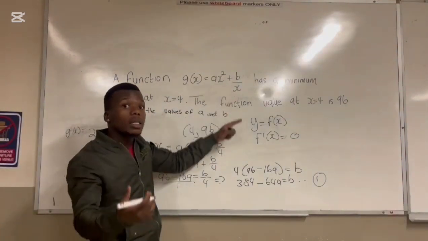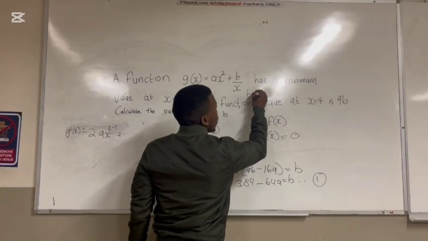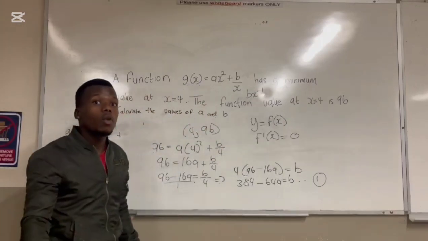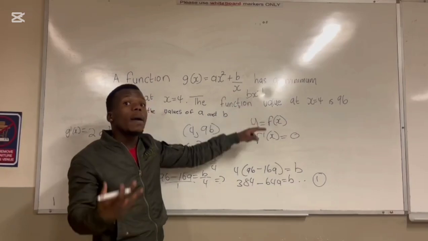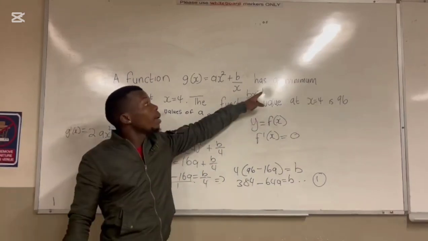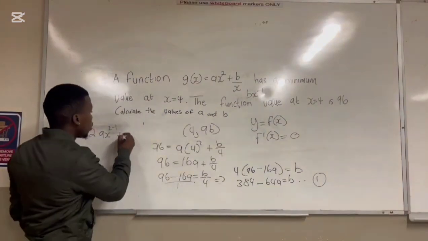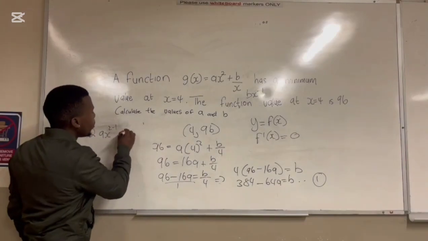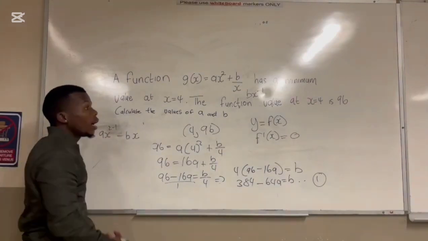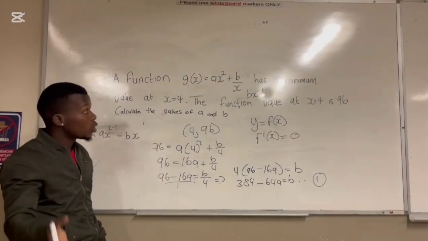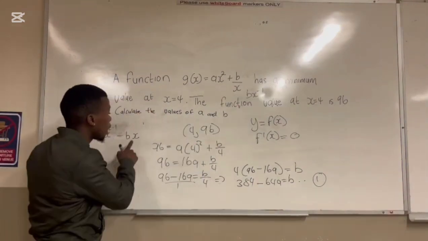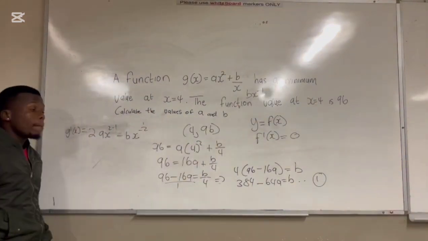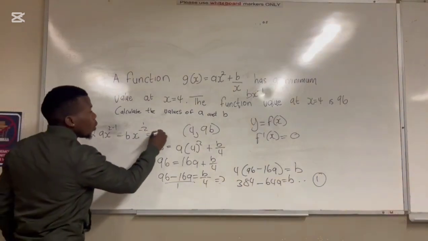B over x is the same as saying what? B multiplied by x to the power of negative 1. In this case, my exponent is minus 1. My coefficient is positive b, meaning I will say minus 1 multiplied by b, which will be minus b x to the power. I go back to the exponent, minus 1. This is going to be negative 1 minus 1, which is x to the power of minus 2, and equate it to 0.